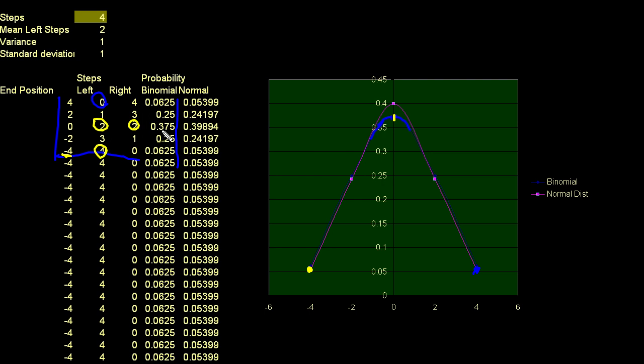But anyway, the blue line right here, and I'll trace it maybe in yellow just so you can see it, is the plot of the binomial distribution.